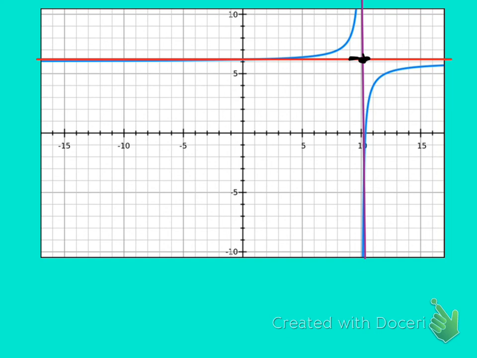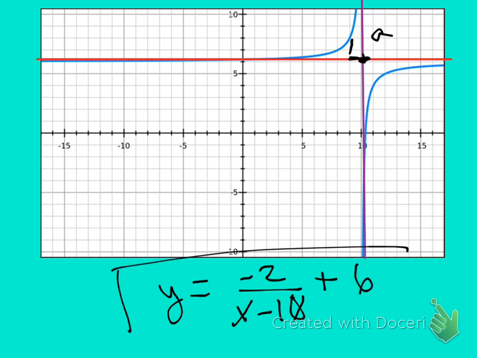So we got 1, 2. So since we went one step in the negative direction, and we went up 2, that's actually going to be an a value of negative 2. So my equation simply is y equals negative 2 divided by x minus 10, because that's my vertical asymptote, plus my horizontal asymptote, which is positive 6. And that's it.